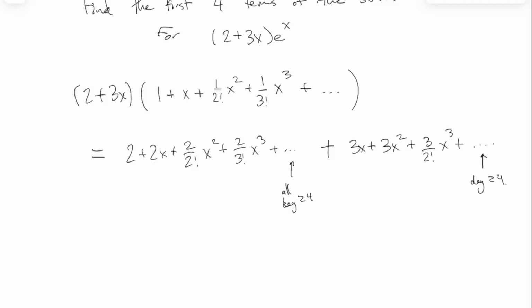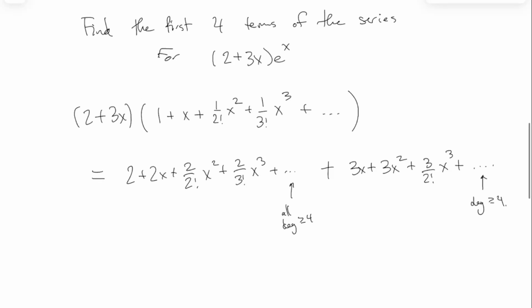The next one would have been 3x times 1/3 x cubed, but that would have been something x to the 4, and I'm not going to care about that in my answer because I'm only supposed to write the first 4 terms, all right? This is basically all the work, but to write the answer as a single series, you should rearrange these things and group together the powers of x. So my final answer then is 2 plus something x.